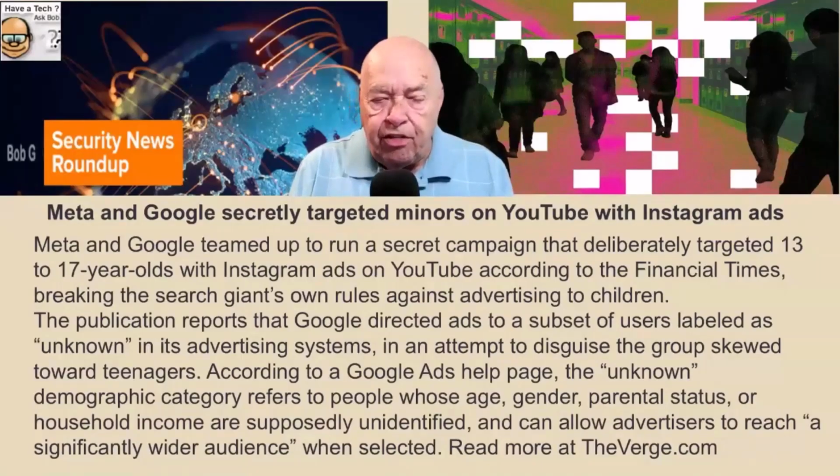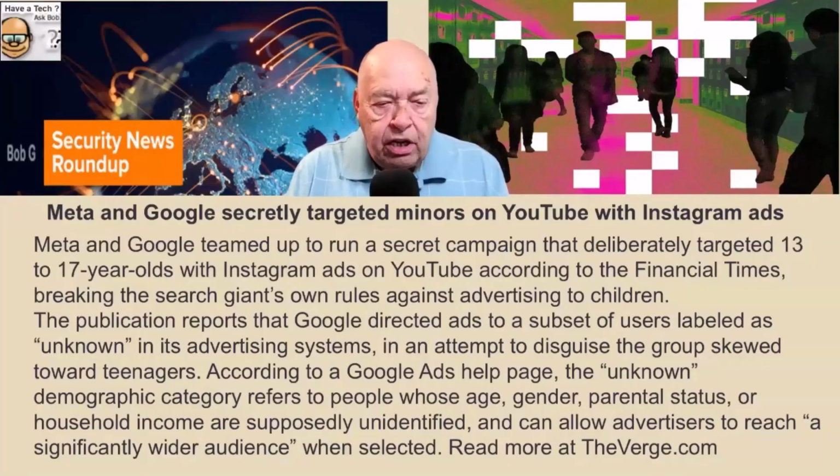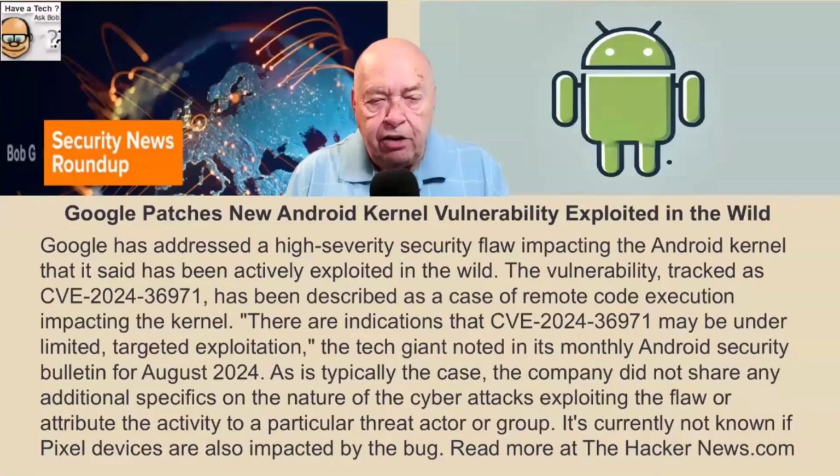The publication reports that Google directed ads to a subset of users labeled as unknown in its advertising systems in an attempt to disguise the group skewed toward teenagers. According to a Google Ads help page, the unknown demographic category refers to people whose age, gender, parental status, or household income are supposedly unidentified and can allow advertisers to reach a significantly wider audience when selected. Read more at TheVerge.com.